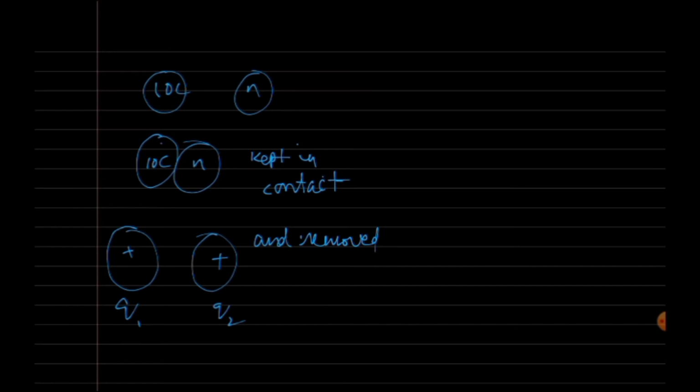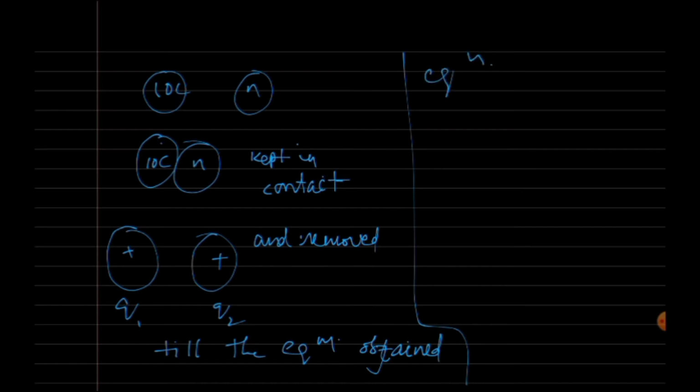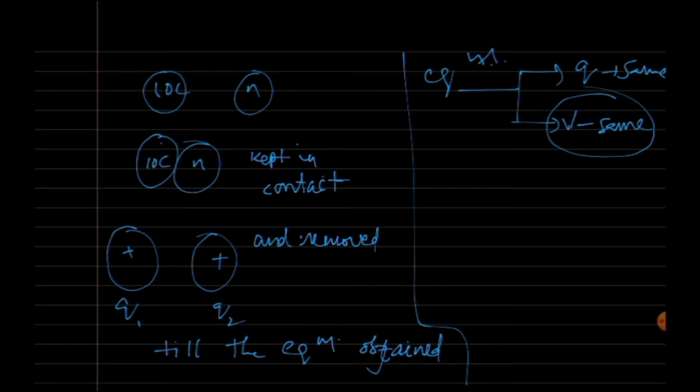Now I just want to know up to what extent the charge flows. You can simply say that till the equilibrium is obtained. But what is meant by this equilibrium? Here also you can interpret this equilibrium statement in two different ways: Q same on both the objects, or potential same in both the objects. But what is the correct way to interpret equilibrium?